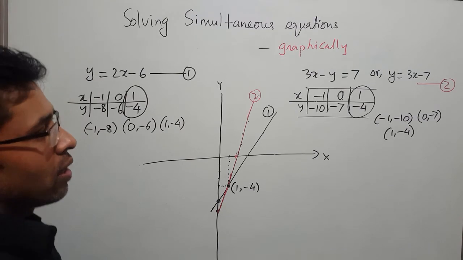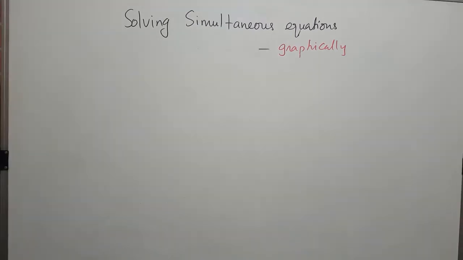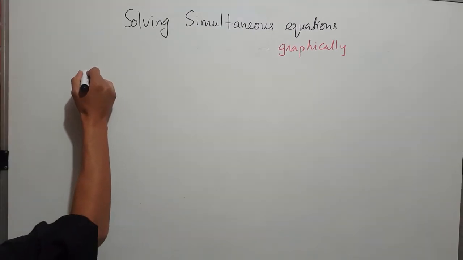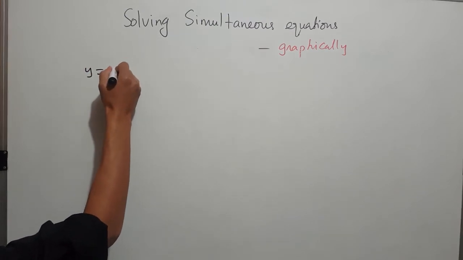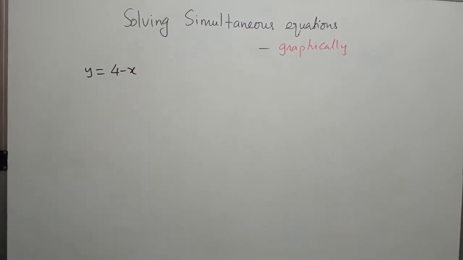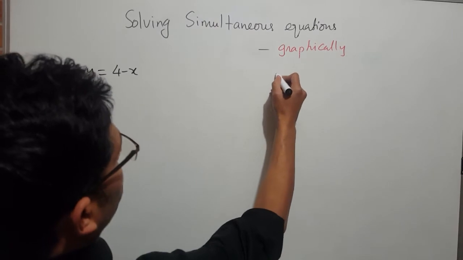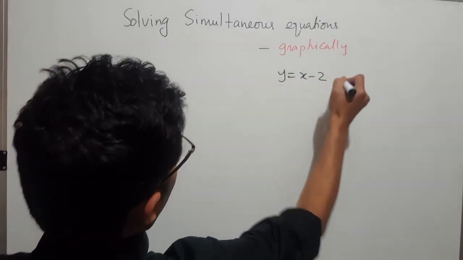Let's do one more example. Let's say we have y equal to 4 minus x as our first equation, and y equal to x minus 2 as our second equation.